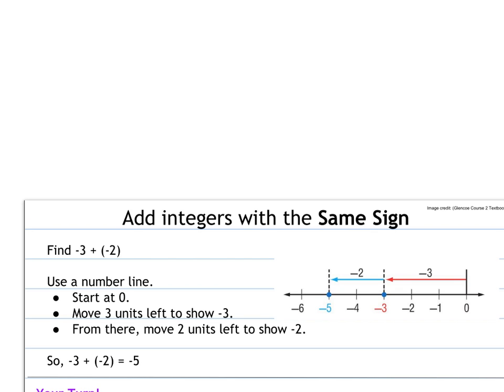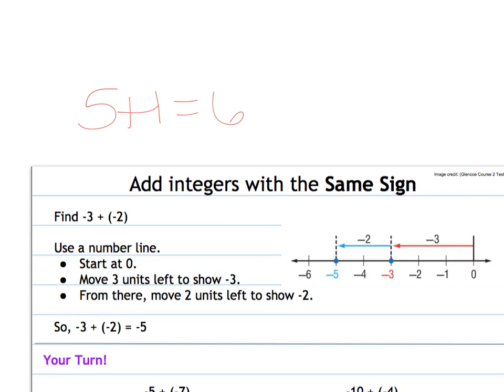So, you already know how to add numbers together. You know that 5 plus 1 is 6. Those are positive numbers. Positive numbers added together will lead to a positive number. Similarly, we're going to look at negative numbers here. If I have a negative 3 and a negative 2, you could think of that as I owe you $3 and then I owe you 2 more. So how much total do I owe you?